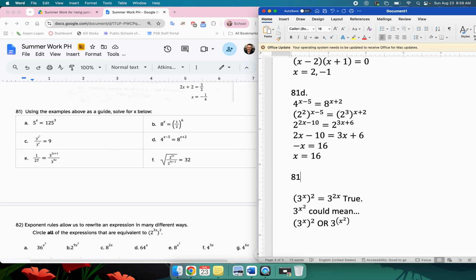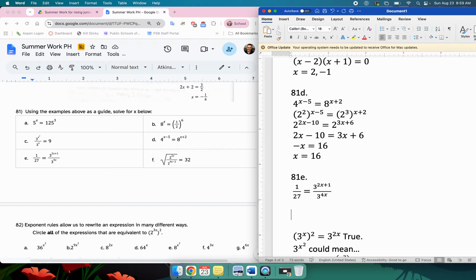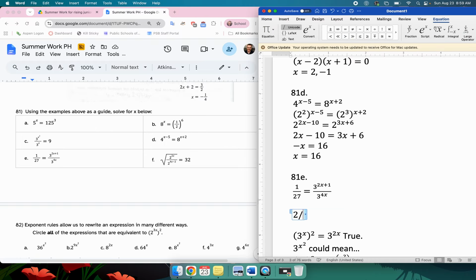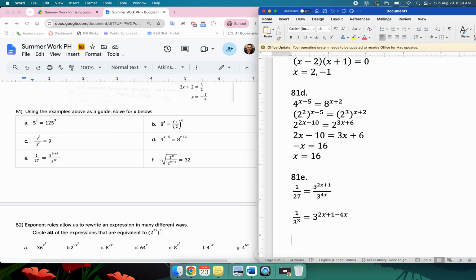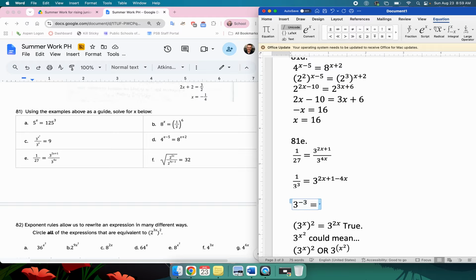81E. I have 1 over 27 is equal to 3 to the 2x plus 1 over 3 to the 4x. So everything here is a power of 3, so I'm going to try to utilize that fact. 1 over 27, well, 27 is definitely 3 cubed. Let's just start there. And then on the right-hand side, I have 3 to the power of something divided by 3 to the power of something else. Well, that's just 3 to the power of the first thing minus the second thing. And then 1 over 3 cubed, isn't that the same thing as 3 to the power of -3? So that's the left-hand side.